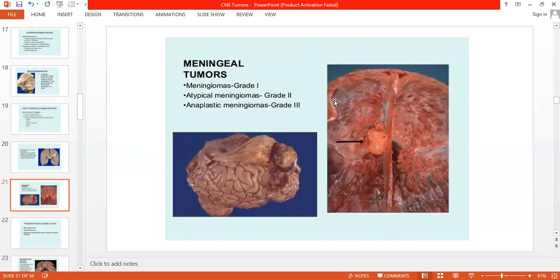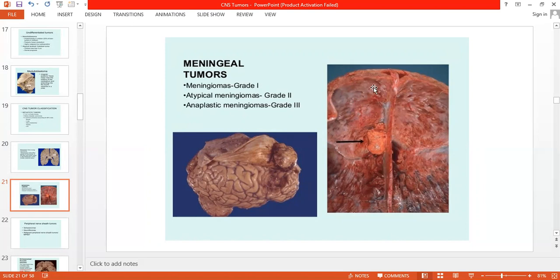Meningeal tumor. The anterior cranial fossa, bone very nicely cut. The sinuses, the frontal and nasal sinuses, are visible over here. Here we see a parasagittal tumor arising. So that is a classification of meningiomas.